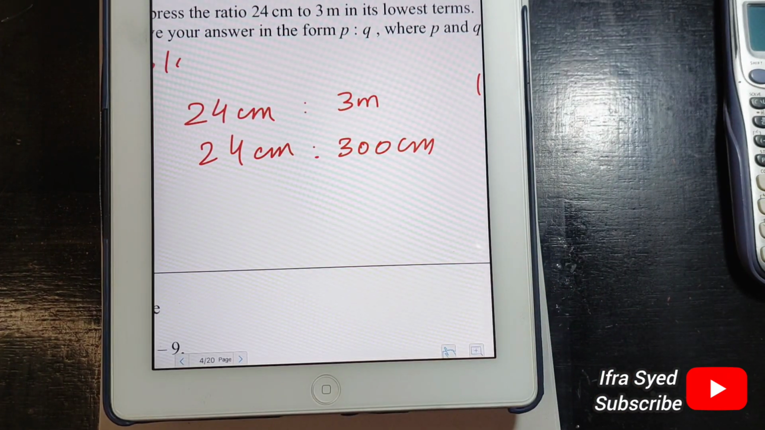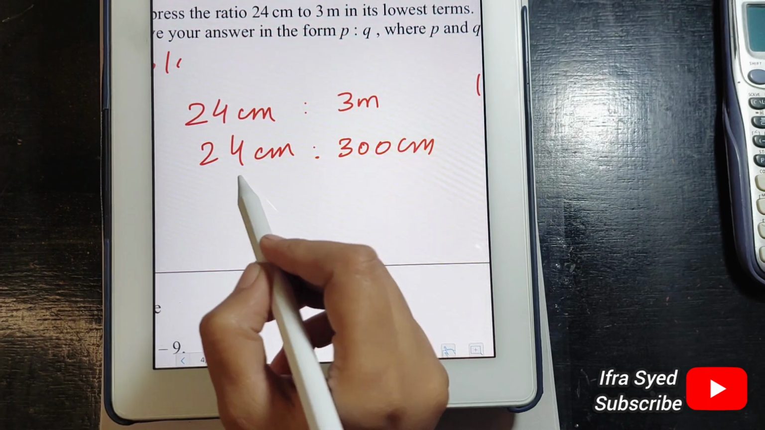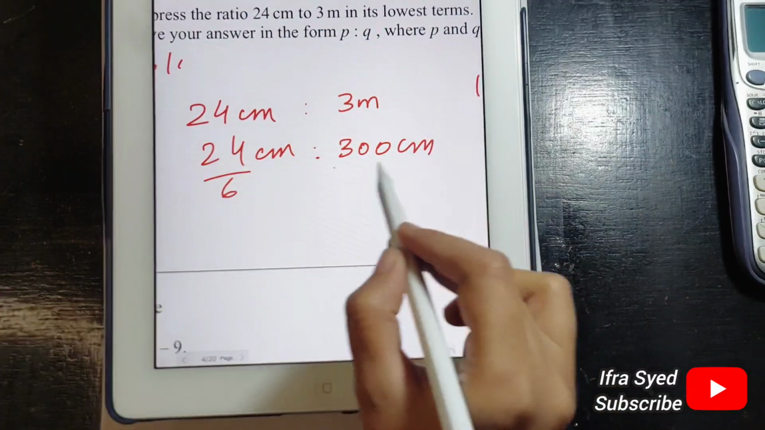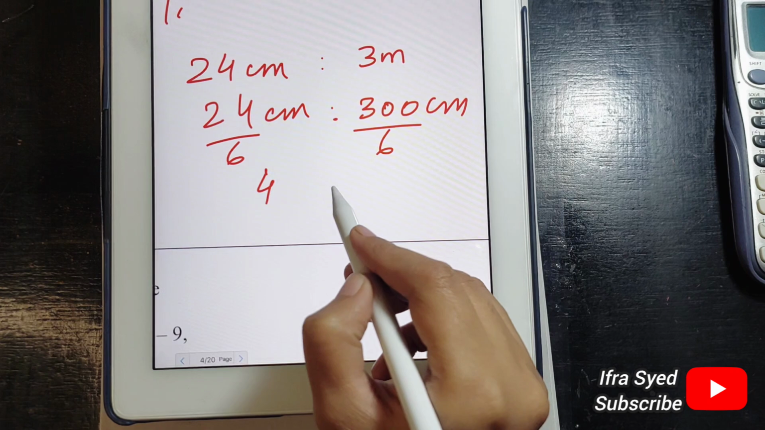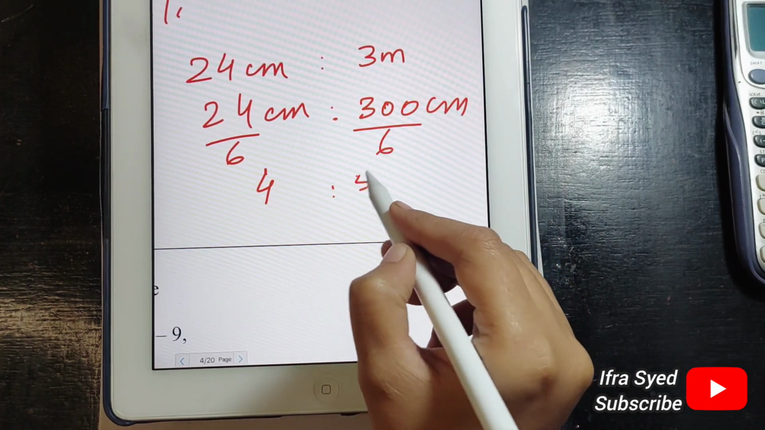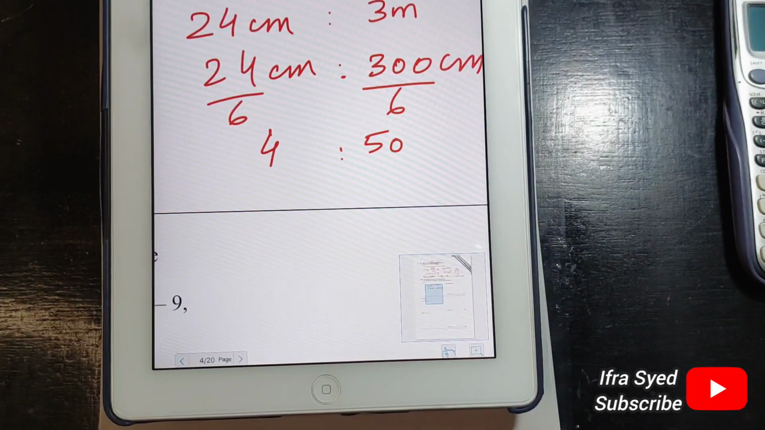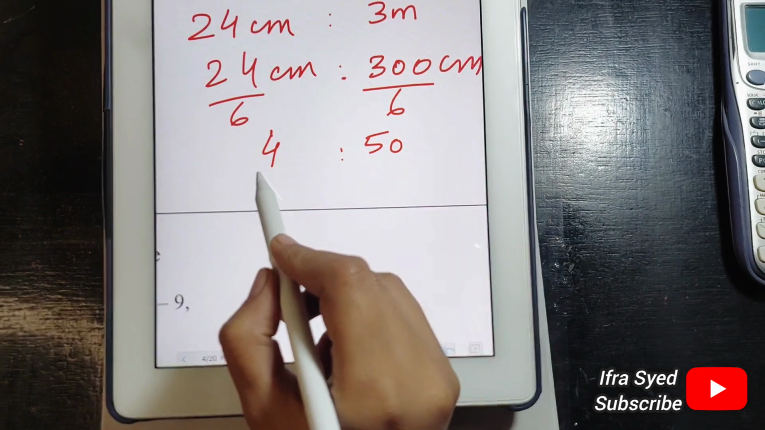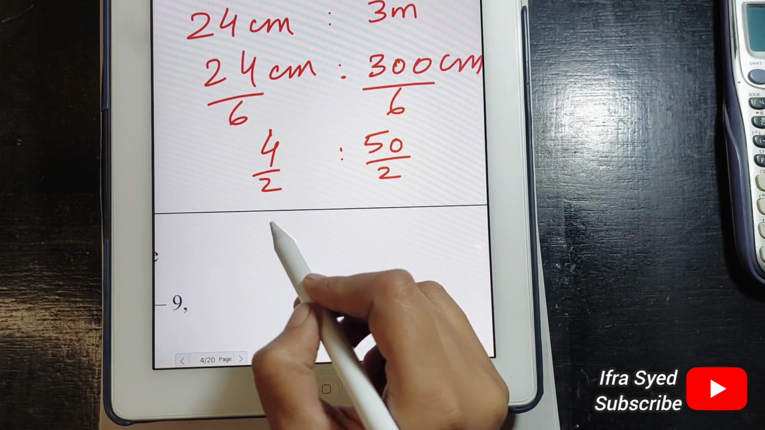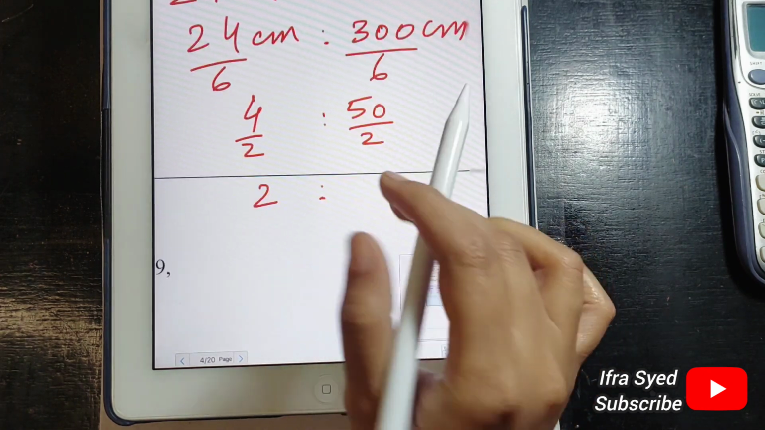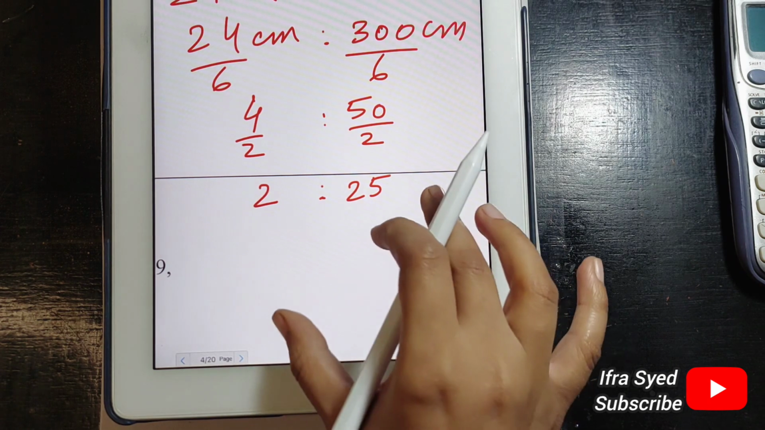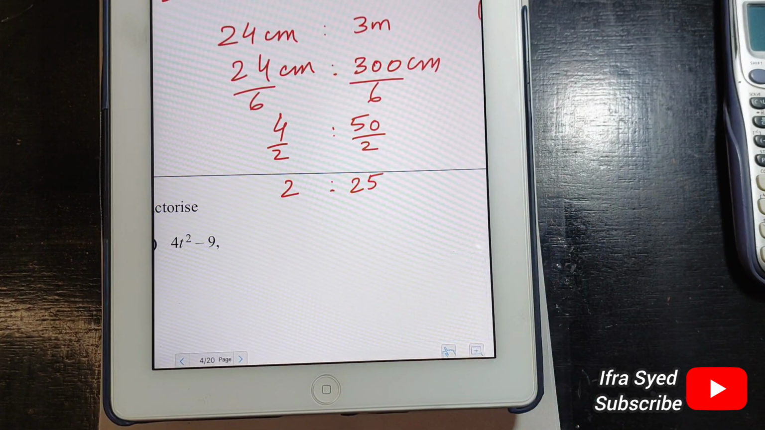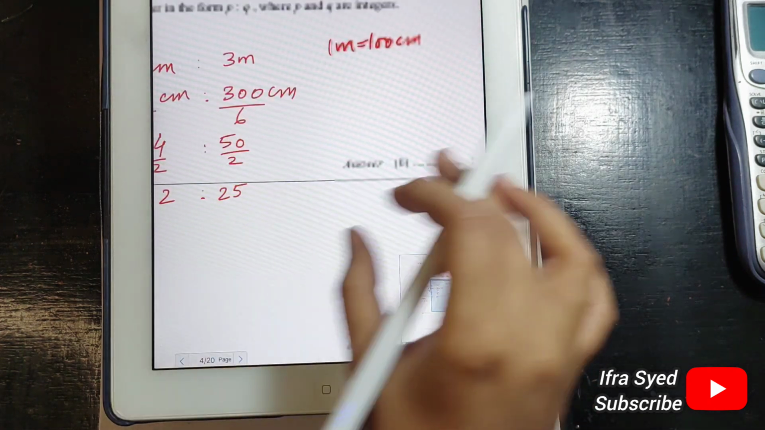Now I have 24 centimeter ratio 300 centimeter. So we can reduce it to its lowest form by dividing both of them by 6. So 6 into 4 is equal to 24. So 4 ratio 6 into 50 is equal to 300. Now I have 4 ratio 50. So we can also change them into lowest term by dividing them by 2. So 2 into 2 is equal to 4, and 2 into 25 is equal to 50. So this is their lowest form. We don't have any number that divides both 2 and 25. So that's why this is our lowest term.